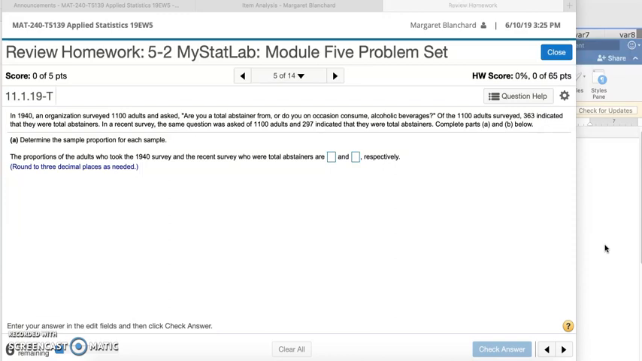Determine the sample proportion for each sample. Okay, so we're looking at two samples. The first is the survey from 1940. The second is the more recent survey. So as you can see here, remember from about module 2 that the proportion is the number of successes divided by the total number in that sample. So for both of the samples, the N1 and N2 are both equal to 1,100 because 1,100 adults were surveyed. In the first survey, X1, the number of successes was 363, and in the second was 297.